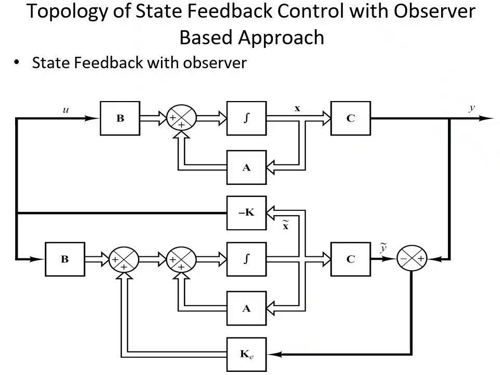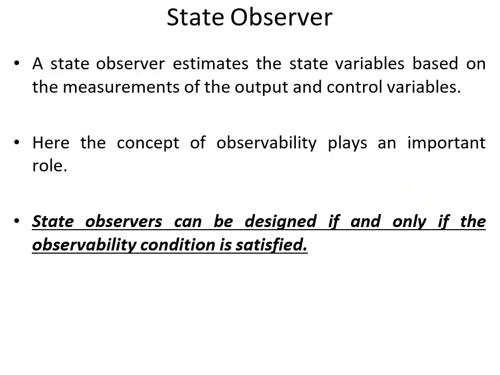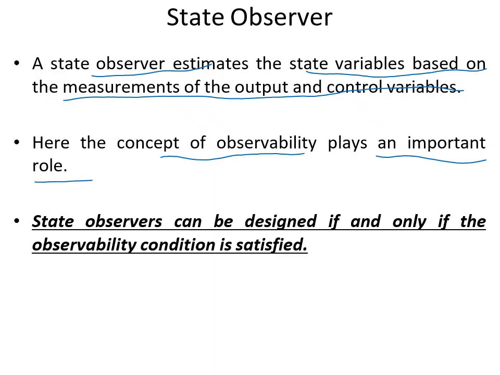This is the same as the previous slide. Now the state observer estimates the state variables based on the measurements of the output and control variables. Therefore, the system must be observable. The concept of observability plays an important role in state observer design. A state observer can be designed if and only if all the observability conditions are satisfied, if the system is completely state observable.